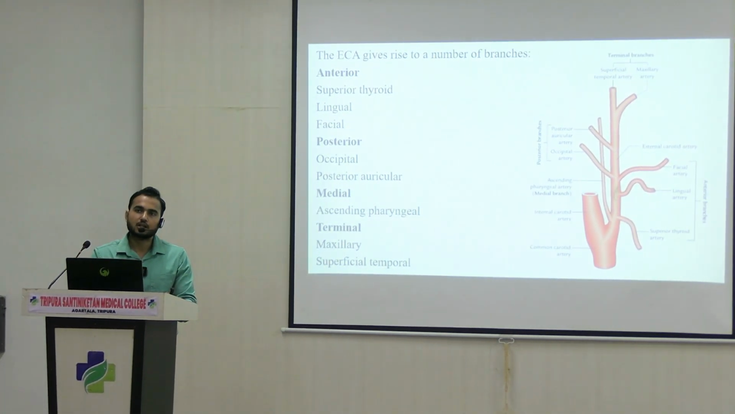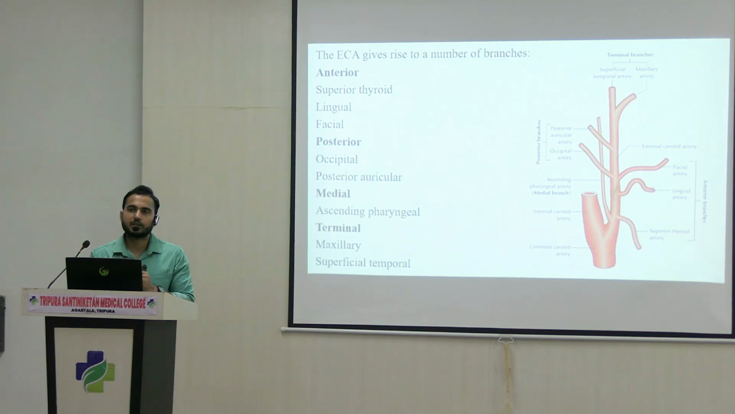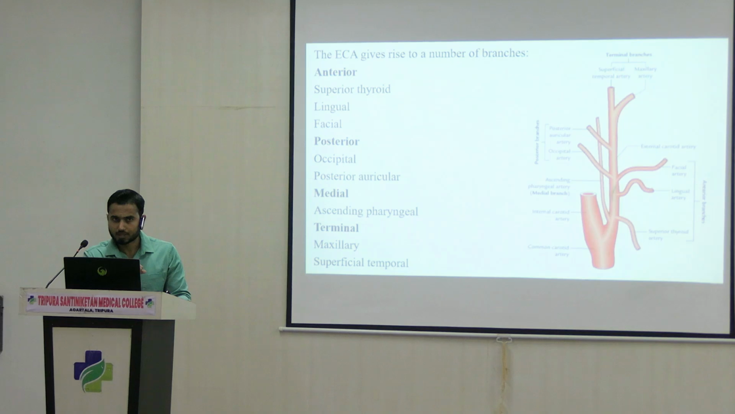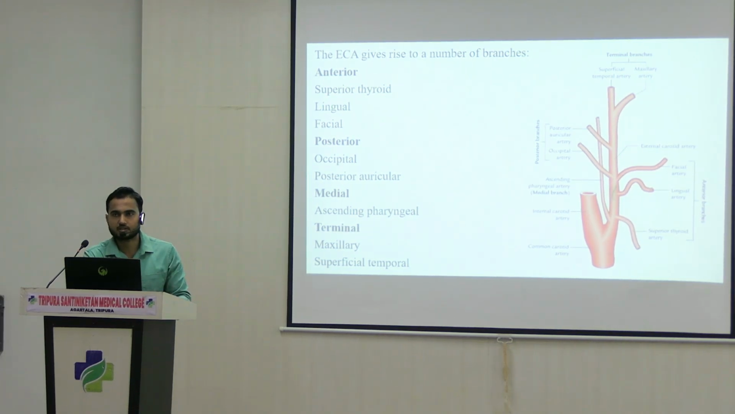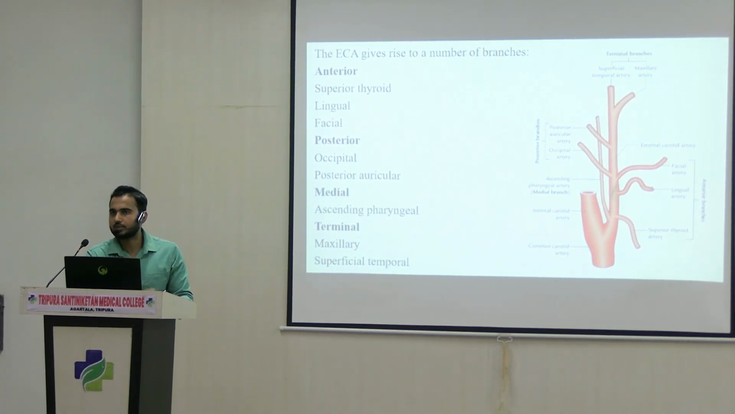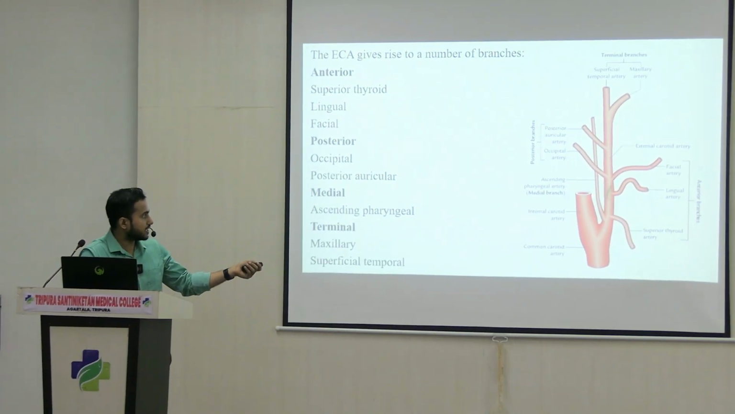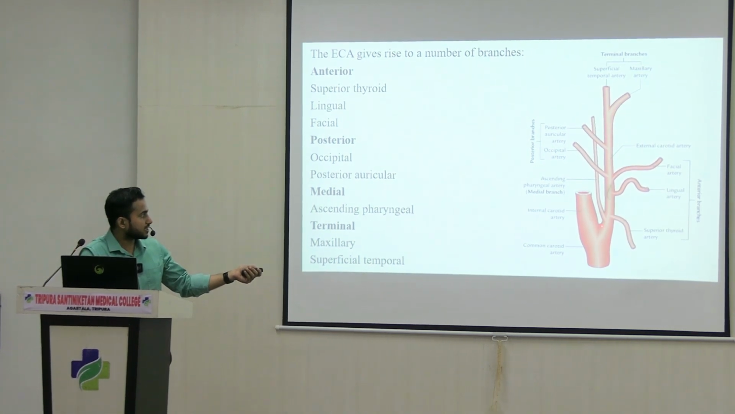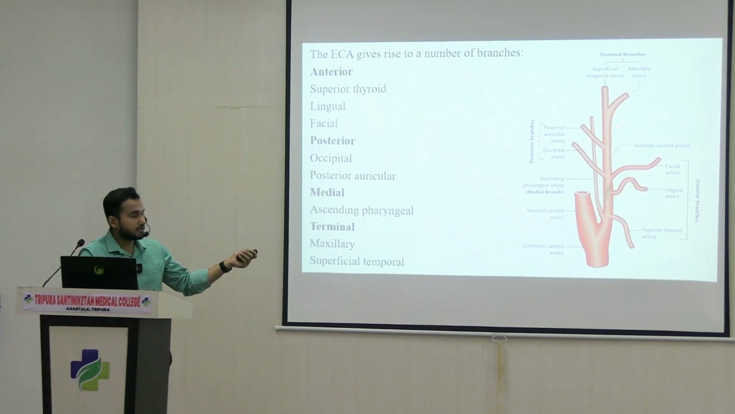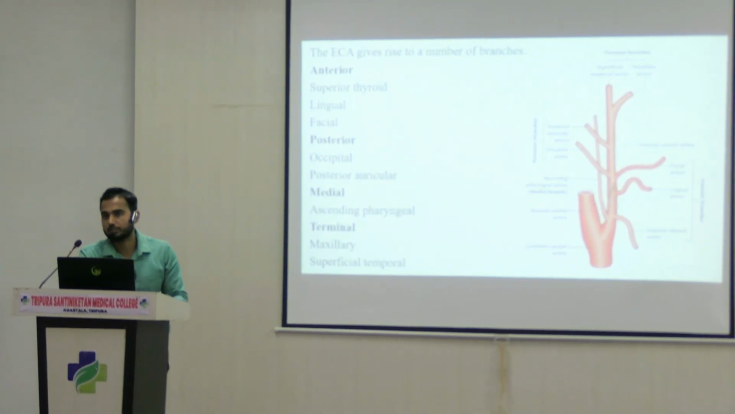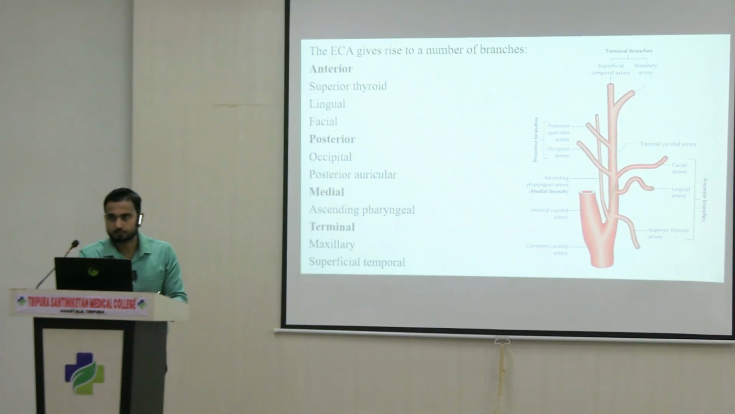Now, what will be the course of the external carotid artery? From the point of bifurcation to the posterior aspect of the mandible, inside the substance of the parotid gland, this external carotid artery terminates by giving two terminal branches. As you can see, this is the common carotid artery, this is the internal carotid artery, and this is the point of bifurcation. From the point of bifurcation, it will ascend, and at the termination it gives two terminal branches: the superficial temporal artery and the maxillary artery.